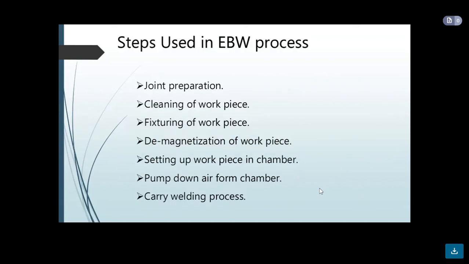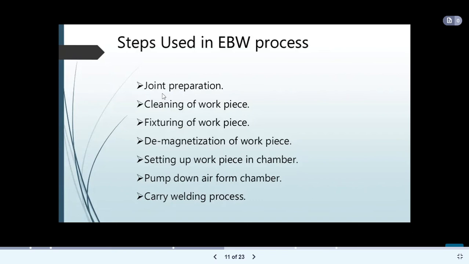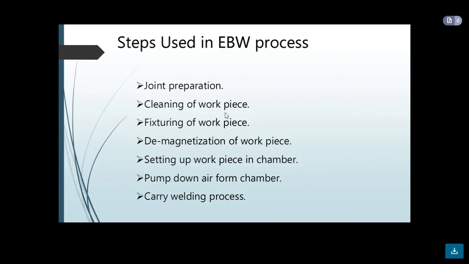Steps in an electron beam welding process. What are the steps in an electron beam welding process? The first one is joint preparation. Then cleaning of the workpiece. The main function is that the workpiece should be cleaned properly, meaning surface preparation and edge preparation are necessary in this case. Then fixing the workpiece.